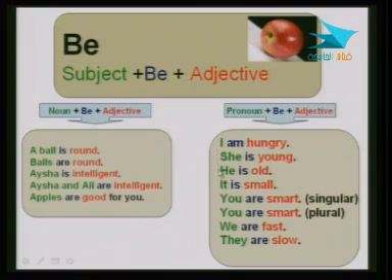All of these in green are pronouns. These words here are the verb be, and they are in blue color: am, is, are, and of course all of these. And the red color words are the adjectives: hungry, young, old, small, smart, fast, and slow.